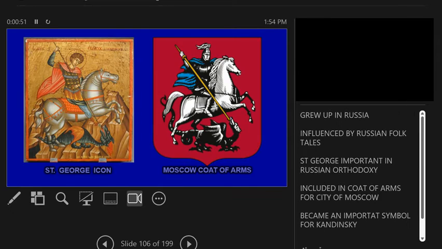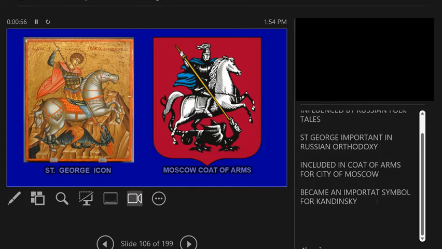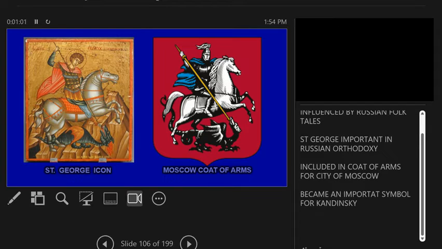And like I said, he grew up in Russia, and he was heavily influenced by Russian folk tales. In particular, St. George was a popular folk tale told in Russia. In fact, St. George is on the coat of arms of Moscow. And you notice that it's a rider on a horse wearing blue. And that became an important symbol for Kandinsky.